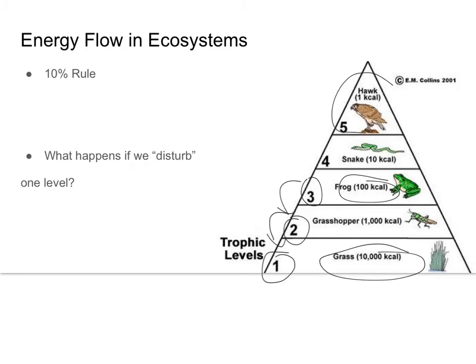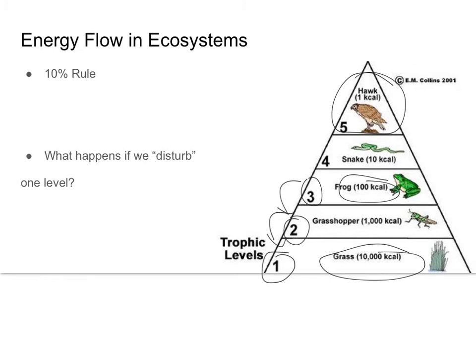So the hawk really does not get that much energy. It has to eat a lot more, but the snakes are bigger, so it can eat 3 or 4 snakes and get the same amount of energy as eating a whole bunch of grass.